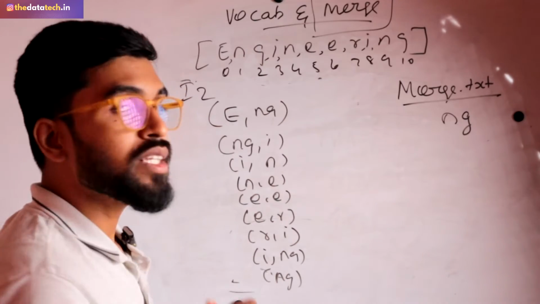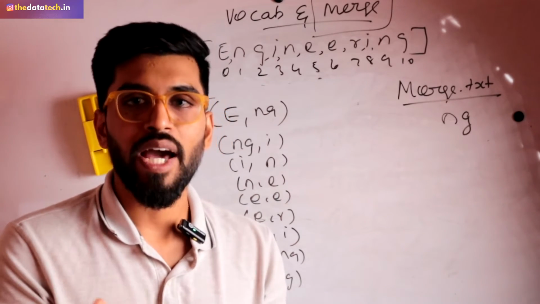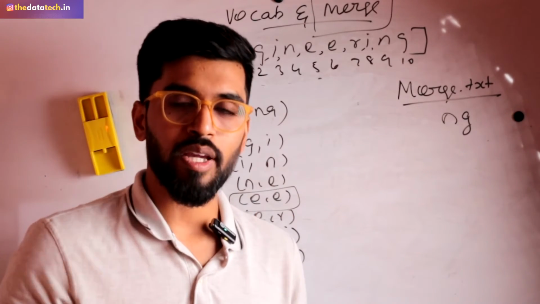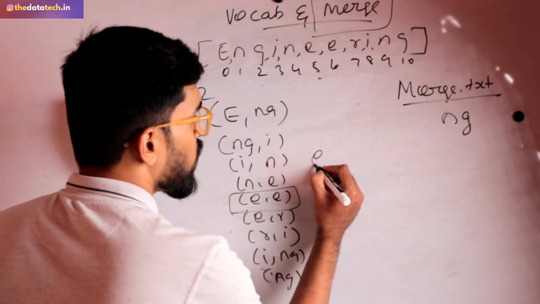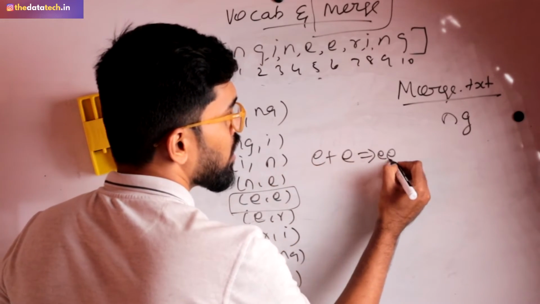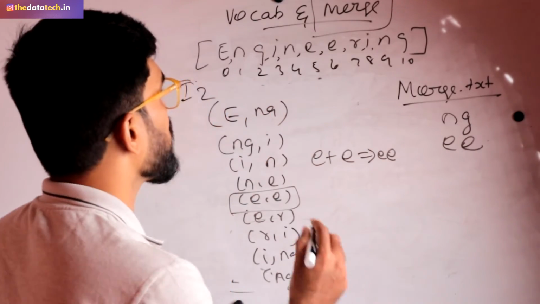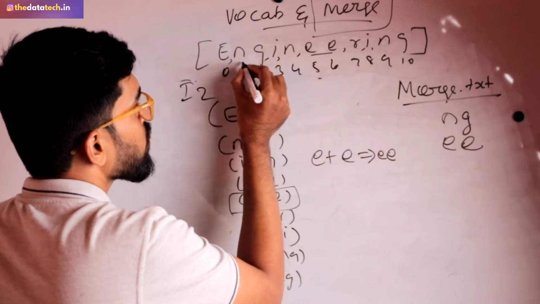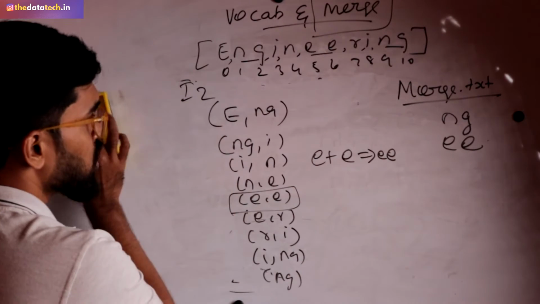So now what is the next thing it checks? Is there any repetitive character in a pair? So first BPE will check any duplicate pairs, or else within a pair itself duplicate characters. Now E plus E equals EE. Now the merge.txt file will be populated with E and E merged, and that means this comma will be removed. Okay, so first NG and now it's E. Now the second iteration is completed.